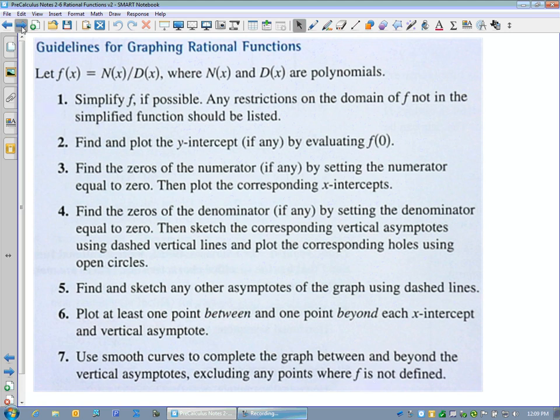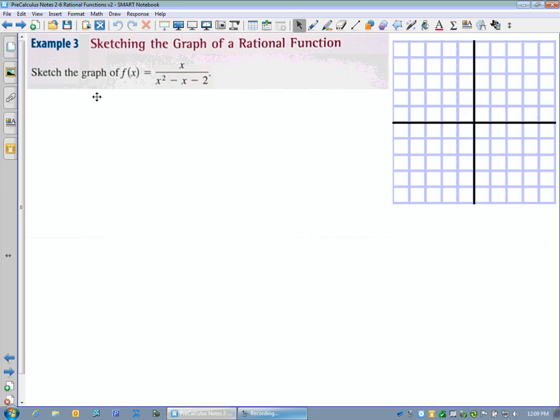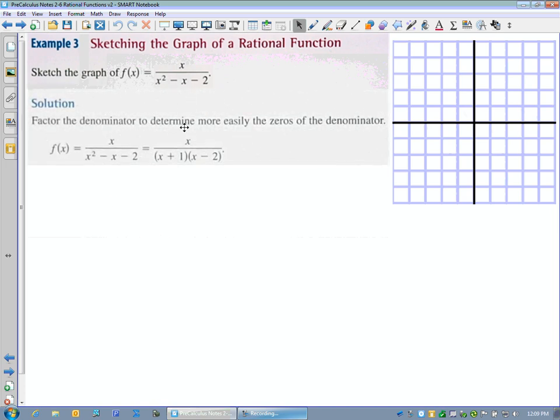All right, so let's look at our first example. We're going to sketch the graph of this rational function. For this, we first want to look at factoring. The numerator doesn't need to be factored, but we're going to go ahead and factor the denominator. I want factors of -2 that add up to -1. That would be -2 and +1. And this will allow us to easily find the zeros of the denominator.